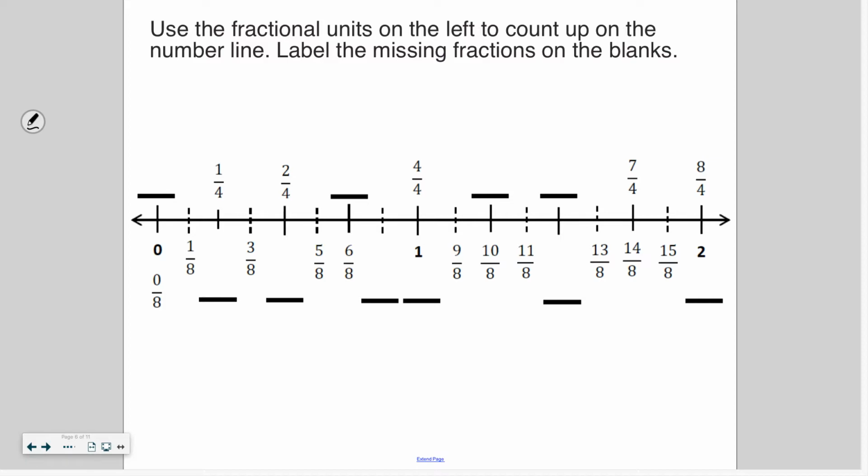If you haven't already, please pause the video so that you can finish labeling these fractions. And we're going to go over our answers now. So here at the very beginning, you start with 0.